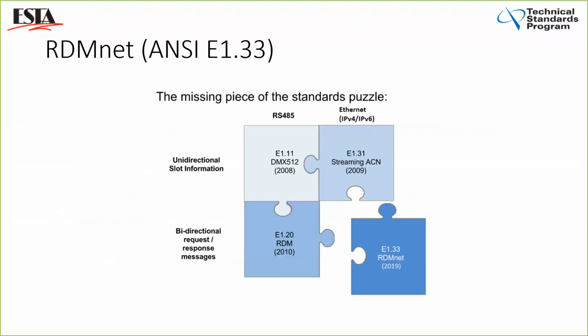So DMX 512 is basically unidirectional control data, slot information that operates over RS-485. Later, we added RDM, originally in 2006. You can see that we revised it in 2010 there. And RDM added a component to allow us to do bidirectional communication. So now, for the first time, the console could request information back from the devices.